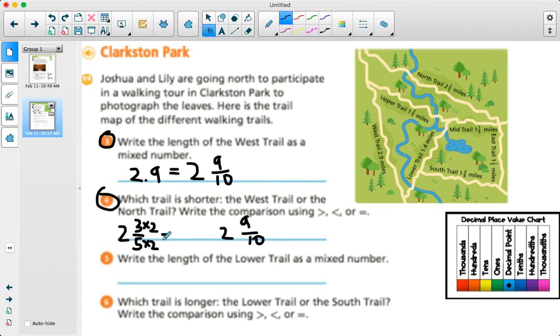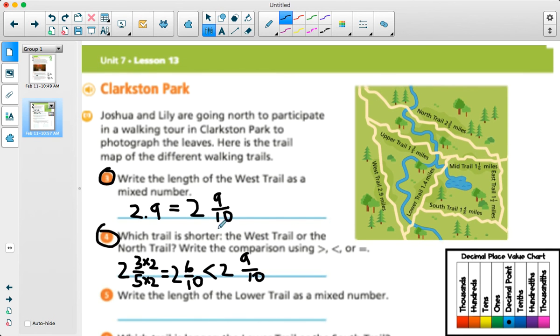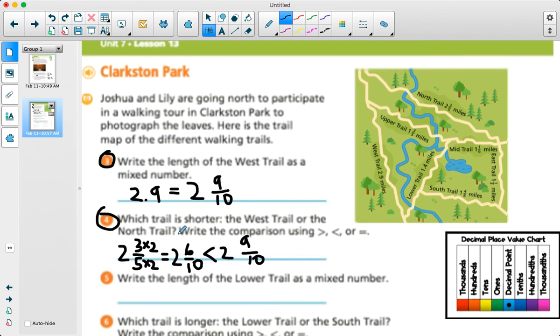So when I rewrite my fraction, I still keep my 2. My 2 stays the same. But I have 2, and then I do 3 times 2, which is 6, over 10. And they want to know which trail is shorter. So if I take those and I rewrite those out, I know that the 2 and 6/10 is less than the 2 and 9/10. So there we were able to compare some fractions. We converted from decimal to fraction and from fraction to decimal. And we focused on some real life problem solving.